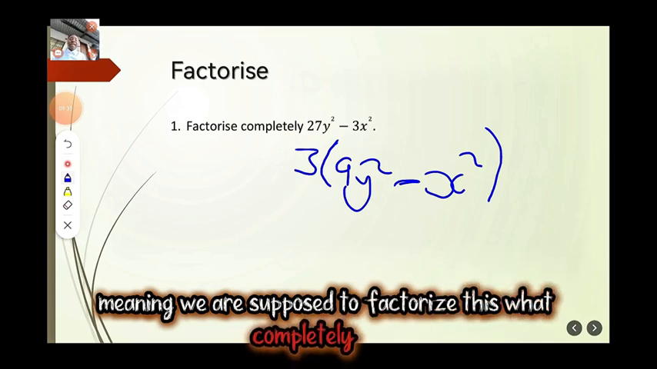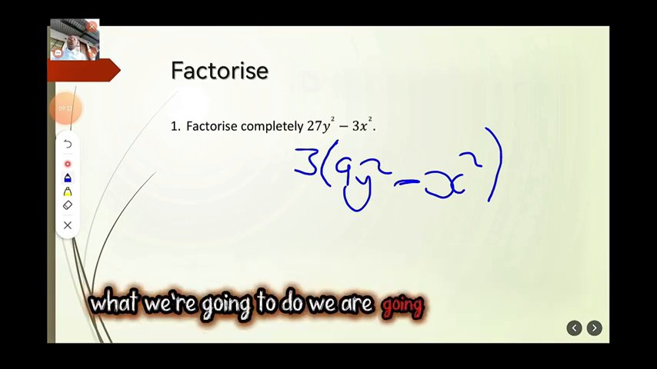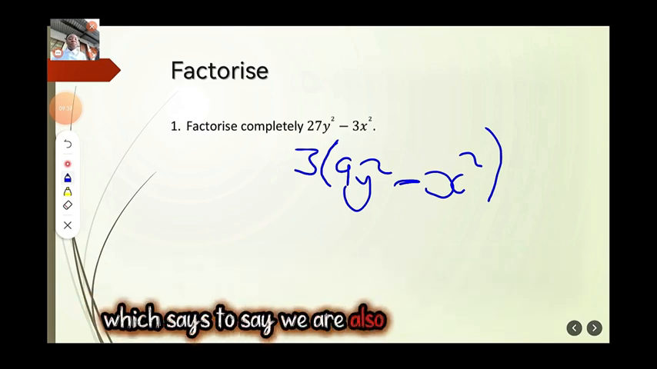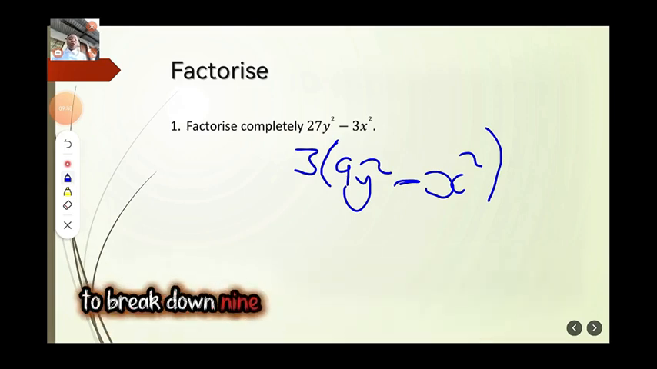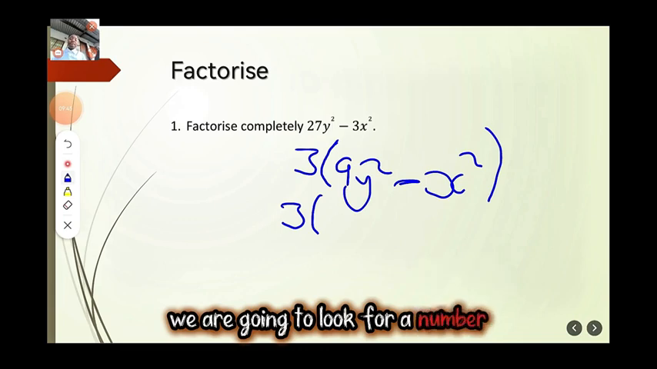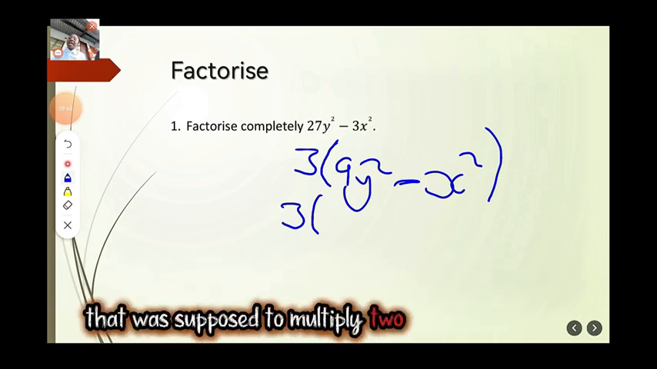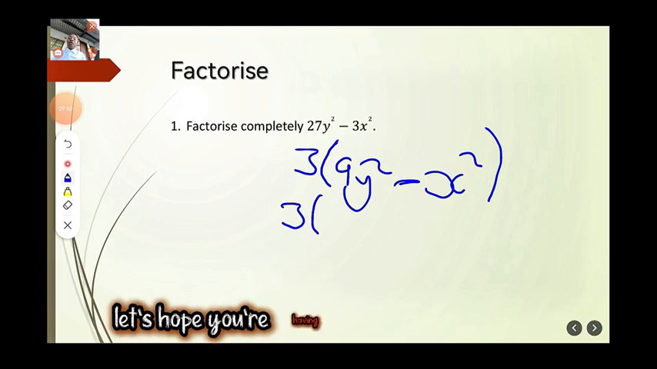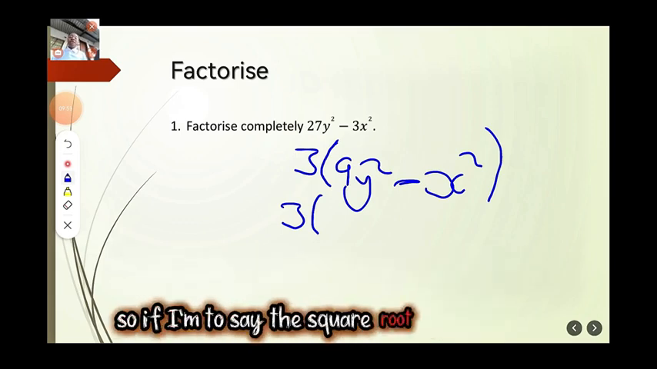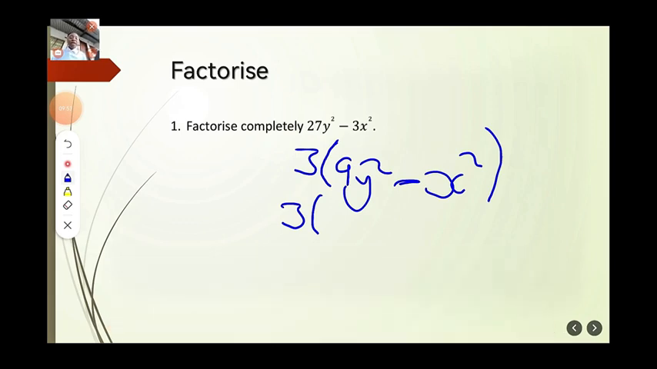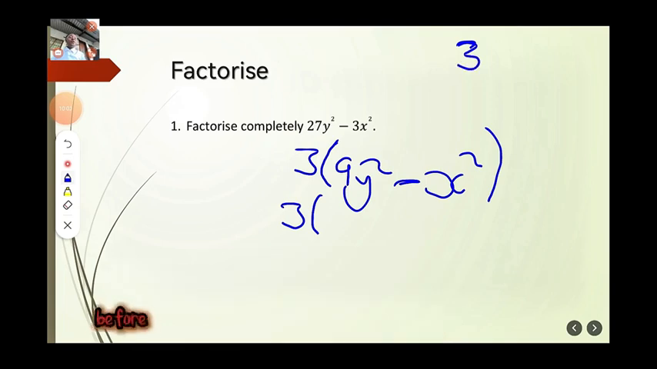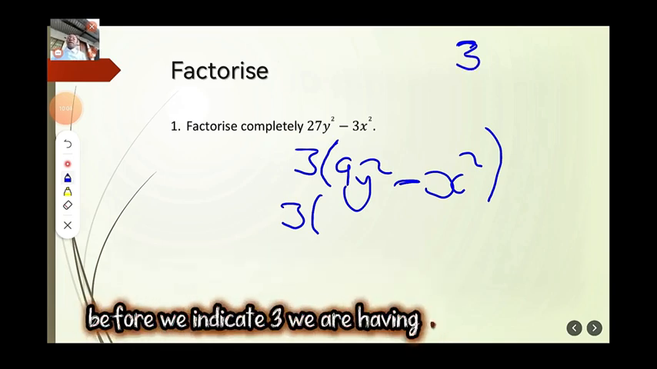Here we are going to use the quadratic rule, which says we are also supposed to break down 9. So we're going to say 3 open brackets. We are going to look for a number that multiplied two times gives us 9. Let's hope you're having your calculators there. Look for the square root of 9. So we found that the square root of 9 is 3. We are going to indicate 3. But before we indicate 3, let's just write it here.